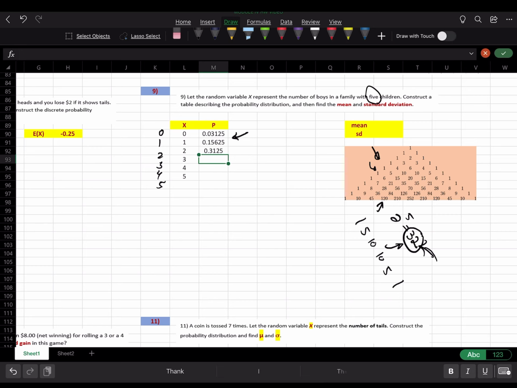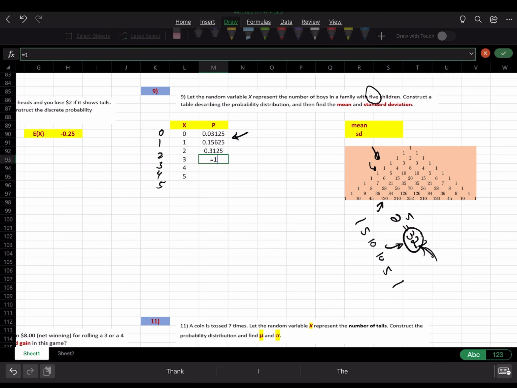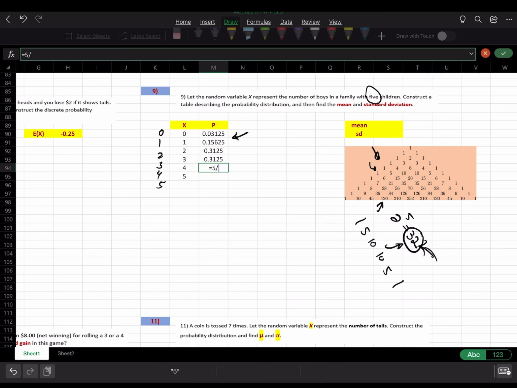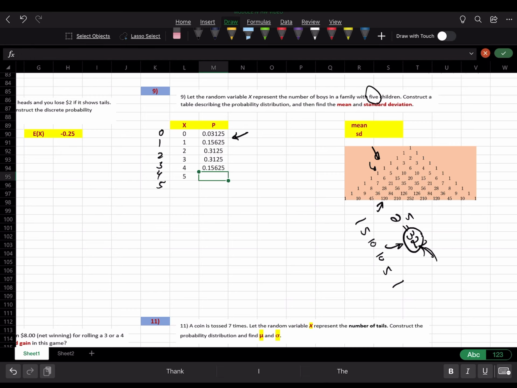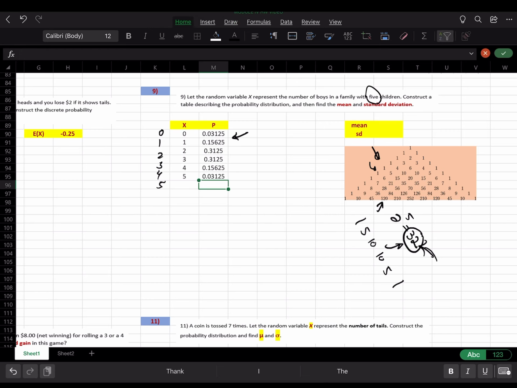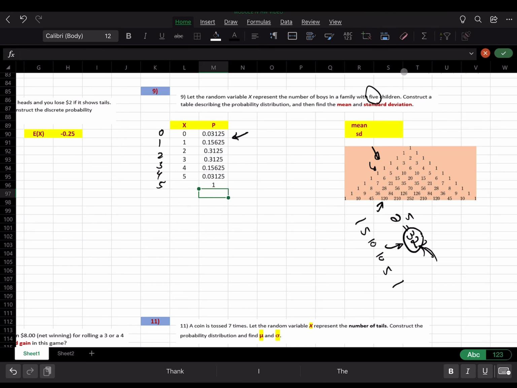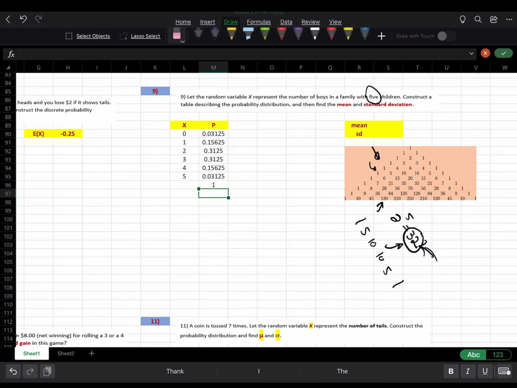10 out of 32, and then the next one is also 10 out of 32. And then the next one is 5 out of 32. And the next one is 1 out of 32. And if I want to know if I'm right, I could just add these up to make sure it's a 1, so I know I've done it properly. Yeah, I did it right. Excellent. So there's my probability distribution again, as always. Let me erase these.